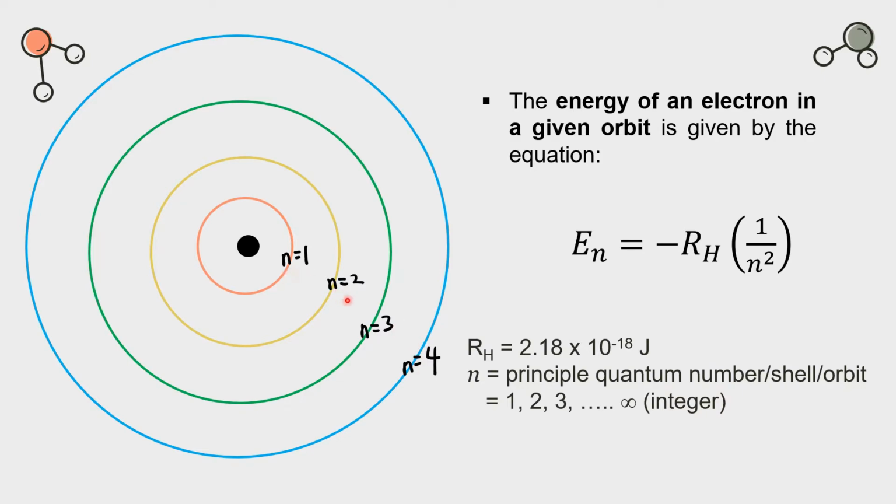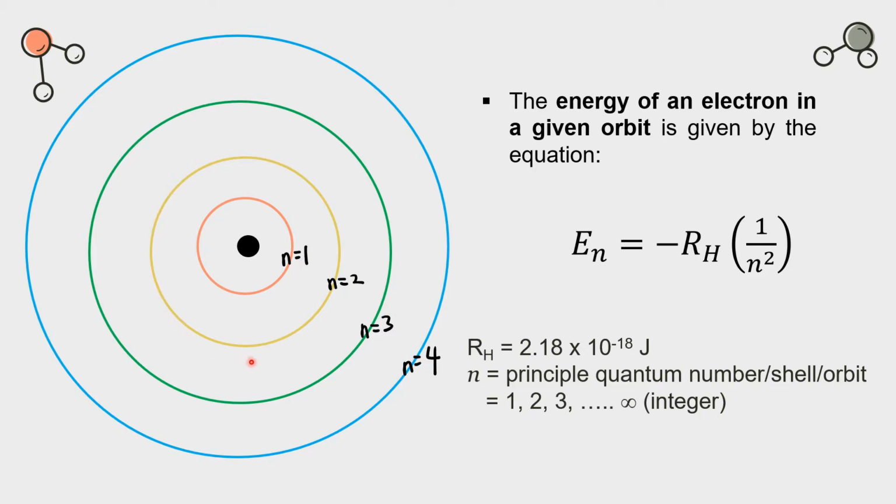These integers are the permitted energy levels in Bohr's atomic model. An electron can only be on these specific energy levels or orbits. An electron cannot be in between these energy levels. It must be on the specific permitted energy levels only. So this is one of the postulates in Bohr's atomic model.